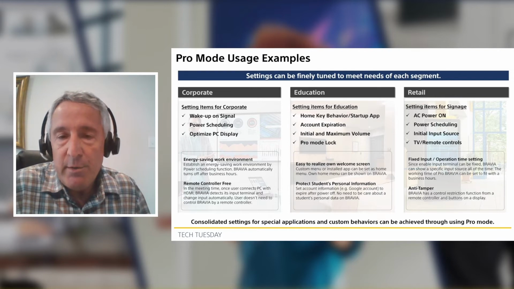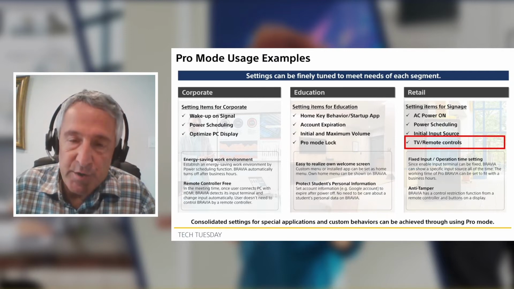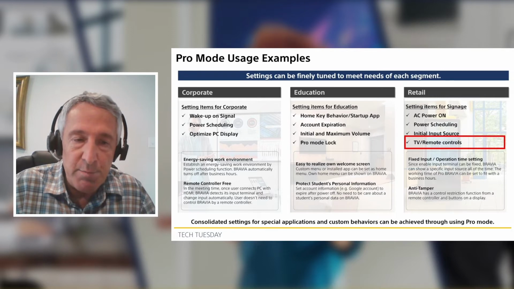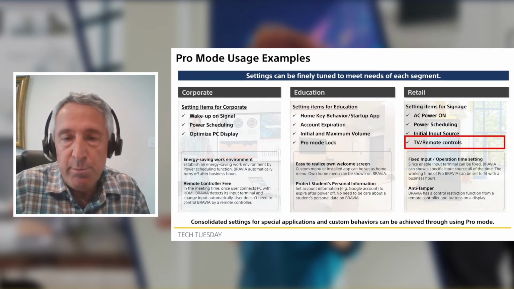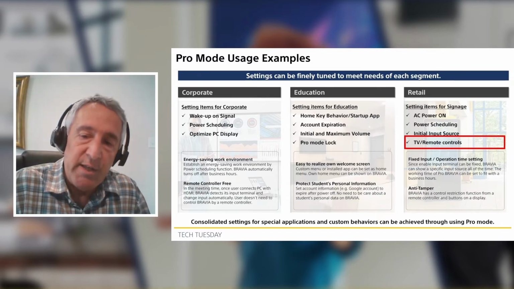In a retail environment, we may want to set it so that it uses the lock function for the TV and the remote control. So there's a button on the display that can be locked out, or the IR remote control can be locked out. So let's take a look at this video that shows how to set that up.